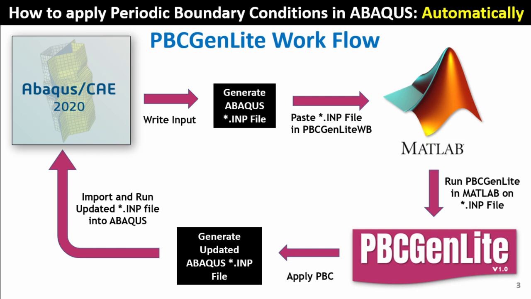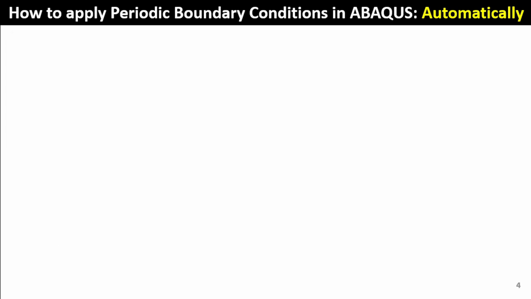The essence of going out of ABAQUS into MATLAB and PBCGen is because ABAQUS in itself has no way to automate the application of periodic boundary condition. So we need to go into an environment where we can actually do this, and then we come back into ABAQUS. So that's the flowchart, and that's how this code works.